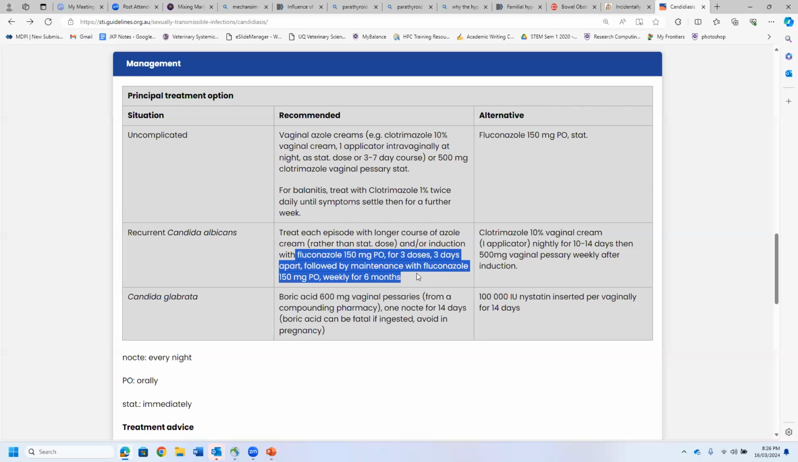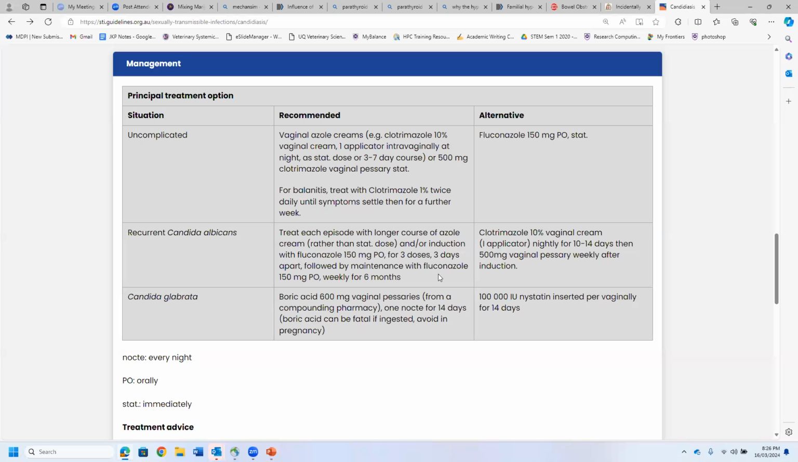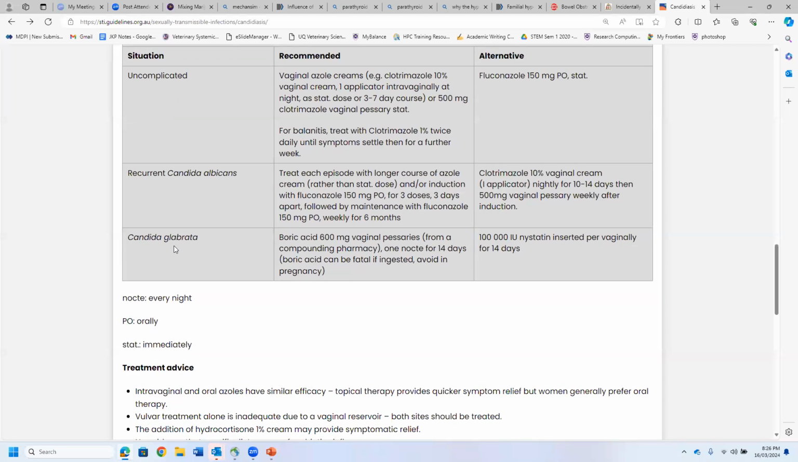This is very important for your exam, guys. So recurrent therapy is you give fluconazole 150 milligram, 3 doses, 3 days apart, followed by the maintenance dose of fluconazole, which is 150 milligram oral weekly for 6 months. Or alternatively, you can give azole cream for 10 to 14 days, then a vaginal pessary weekly after the induction. Candida glabrata can be treated with boric acid vaginal pessary, or you can insert nystatin as well.